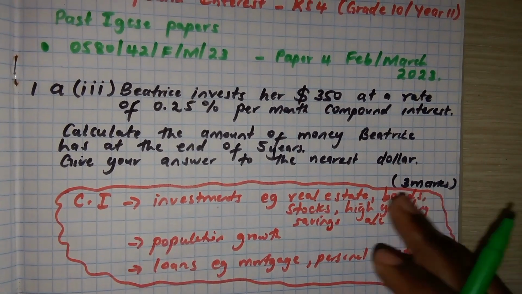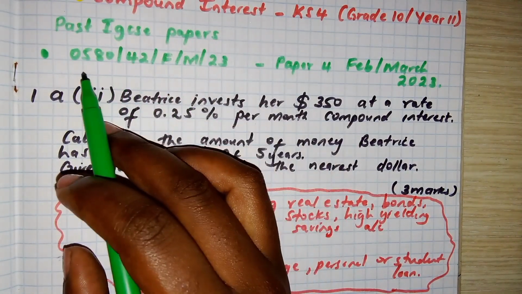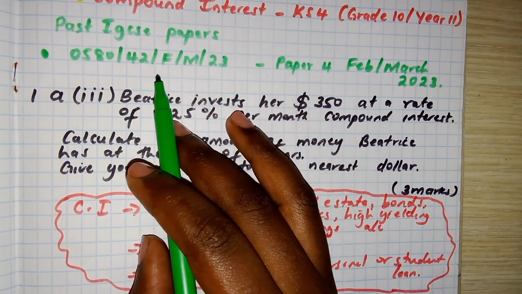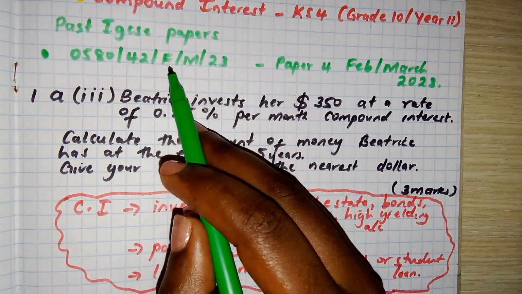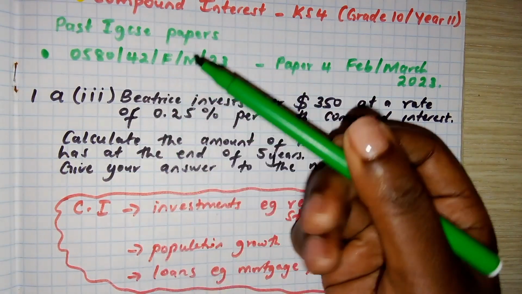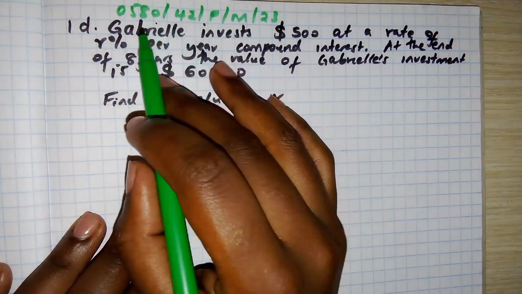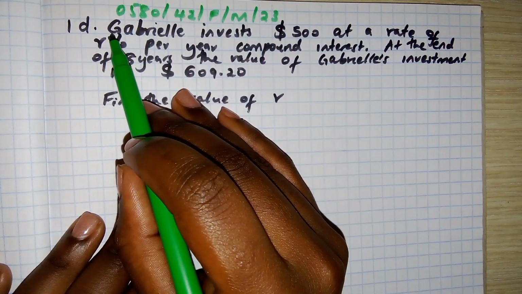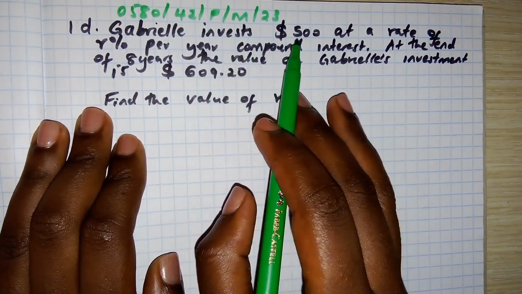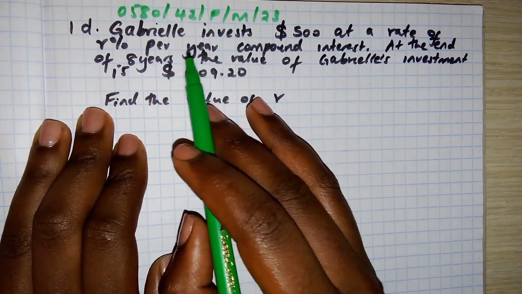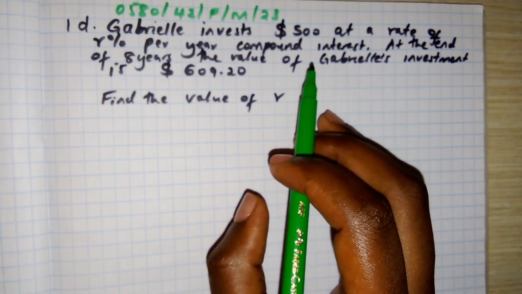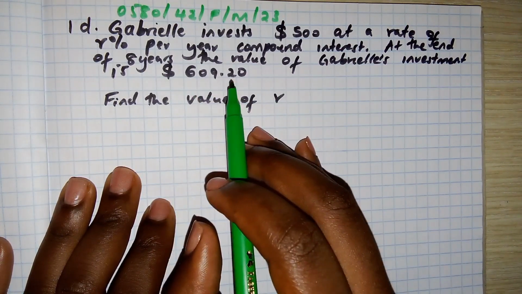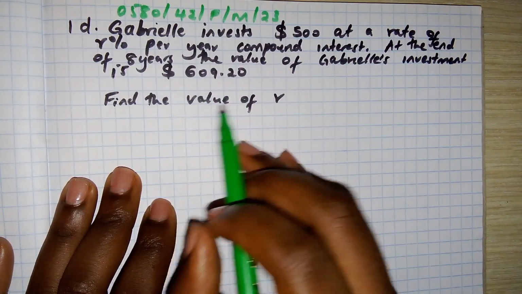I got these questions from past IGCSE papers. This one is the 42 series, paper 4, extended or higher, for February, March last year. So that's the kind of questions they did. From the series 0580 42 February, March 2023, question number 1D. Gabrielle invests $500 at a rate of R% per year compound interest. At the end of 8 years, the value of Gabrielle's investment is $609.20. Find the value of R.